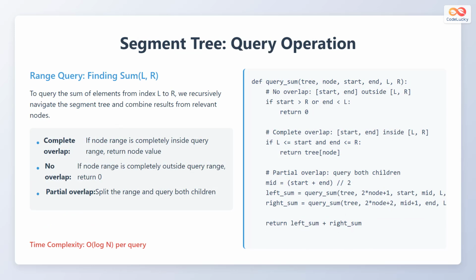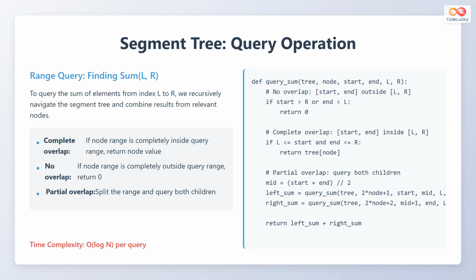Let's explore how to use a segment tree to perform a range query, specifically finding the sum of elements from index L to index R. To query the sum of elements from index L to index R, we recursively navigate the segment tree and combine results from relevant nodes. There are 3 cases to consider.